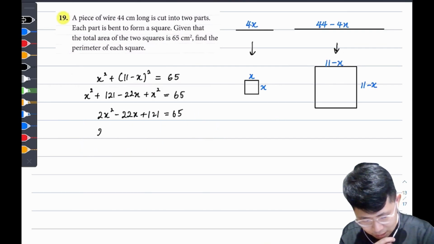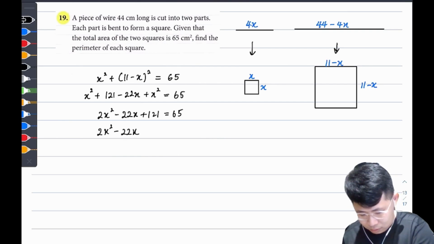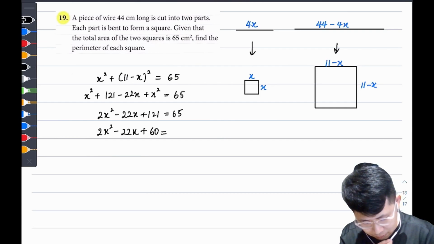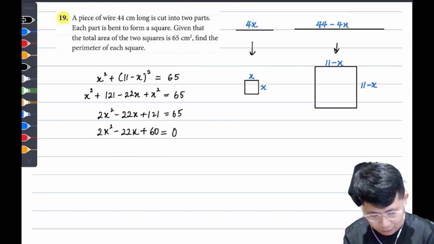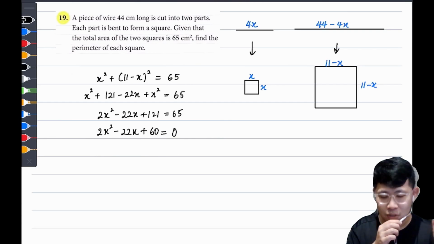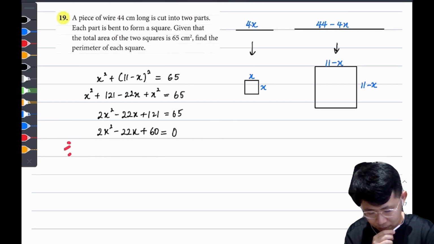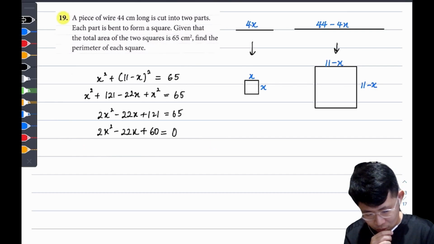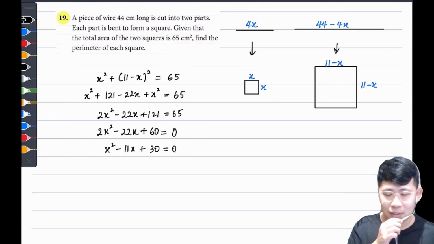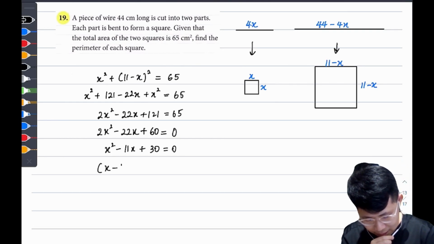Let's bring the 65 over because we need to make one side 0. So over here will be 56, and on the right-hand side I have my 0. 2, 22, 56 are multiples of 2, so let me divide by 2 on the left and on the right. Over here I have x squared minus 11x plus 28 equals 0. With this, let me factorize.